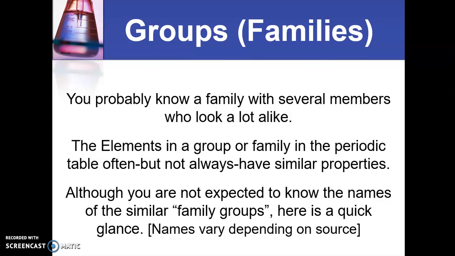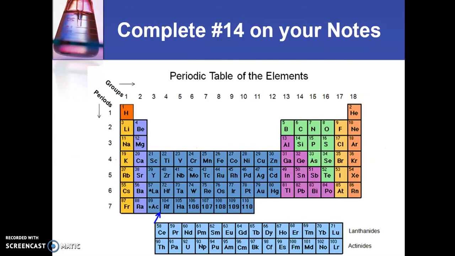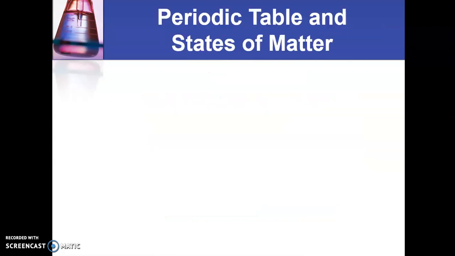Although you are not expected to know the names of the elements and the family groups, here's a quick glance. So you can see groups go from left to right. There's 18 groups. The periods go from top to bottom, and there are 7 periods.